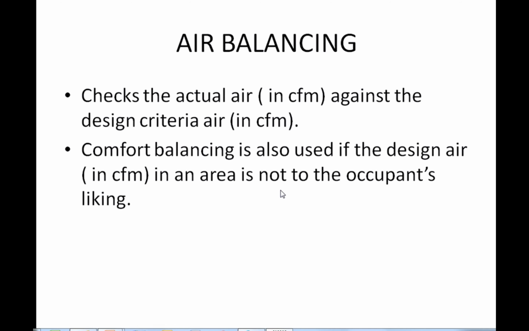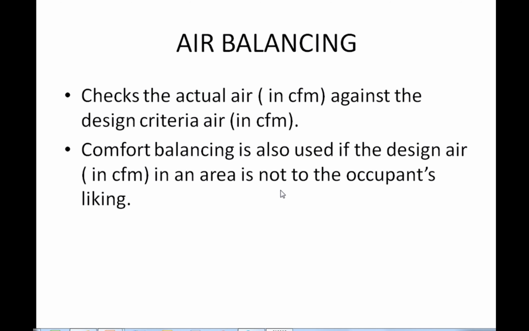This is the act of checking the actual air that's coming through your vents from your HVAC system against the design criteria, to see that you're getting what you expect to get when you install the system. And of course, if there are differences between what you're getting versus what you expect to get, then you have to make some kind of adjustments to the system to make sure you're getting the airflow that you need in cubic feet per minute.